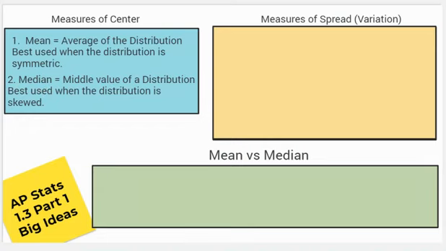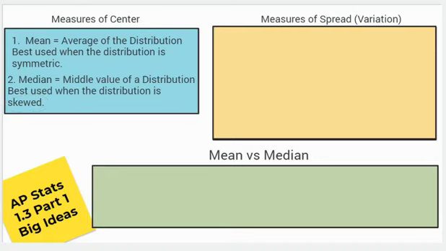Now, one of the things that is important to remember is when should we use the mean and when should we use the median? Well, the mean is best used when the distribution is symmetric. So if we have a distribution whose shape is symmetric, we should be using the mean to describe its center. If the distribution is skewed, then the best statistic to use to describe its center is the median.